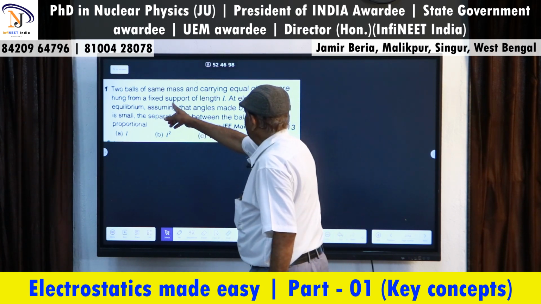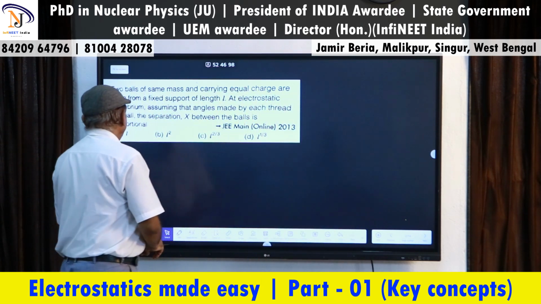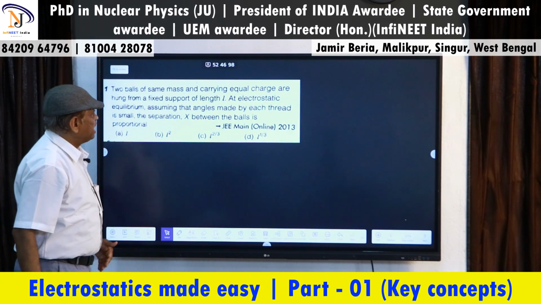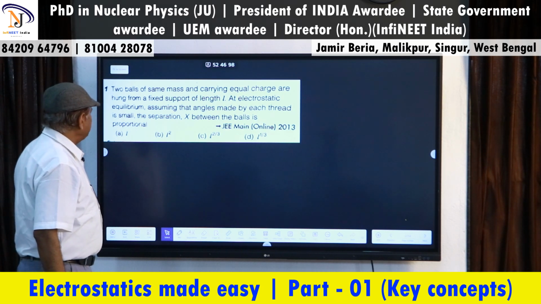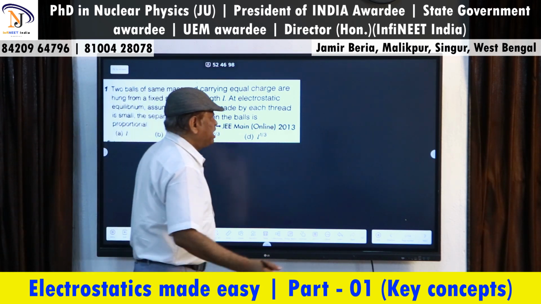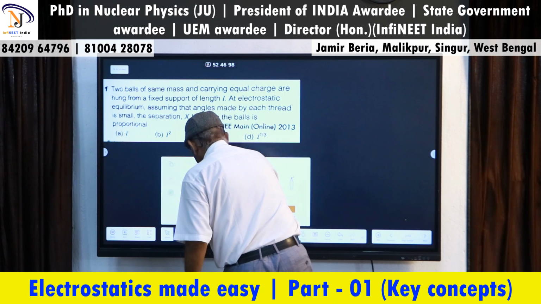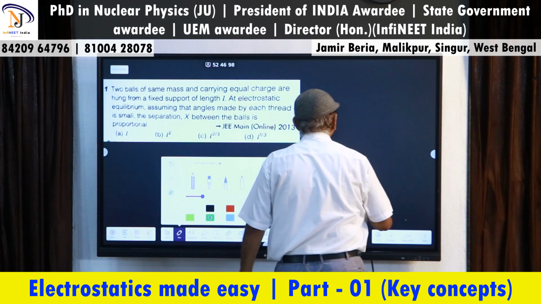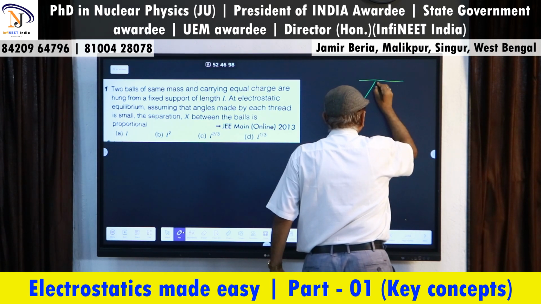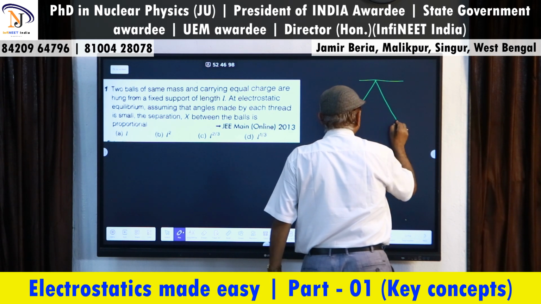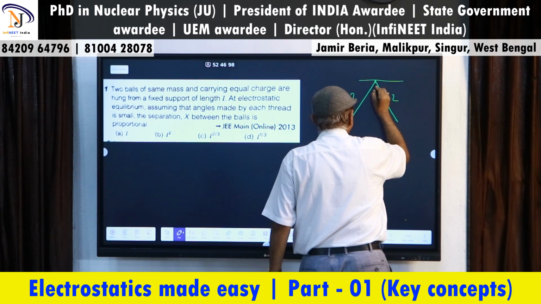Very easy. You see, two balls of the same mass carrying equal charges are hung from a fixed support by threads of length L. At electrostatic equilibrium, assume that the angle made by each thread is very small. Why is it small? You see here, this is very important. This problem is also important. Suppose these two threads of length L, and what can you write?